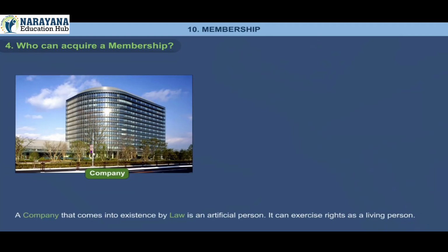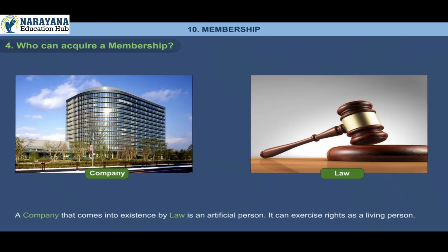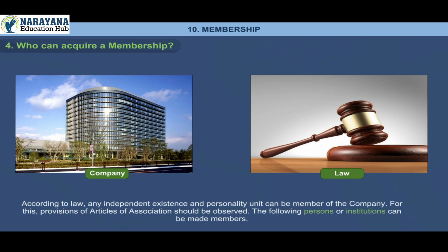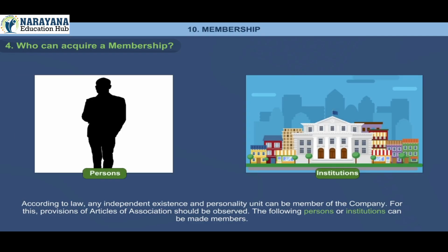A company that comes into existence by law is an artificial person. It can exercise rights as a living person. According to law, any independent existence and personality unit can be a member of the company. For this, provisions of the Articles of Association should be observed. The following persons or institutions can be made members.